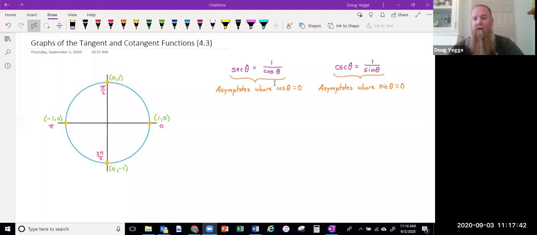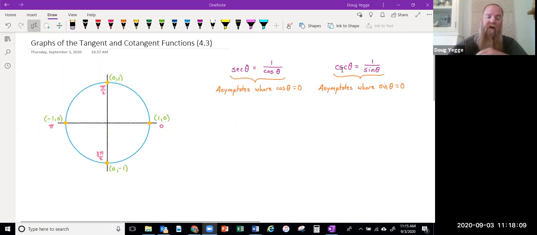We're now going to investigate the curves for tangent theta and cotangent theta and use what we know about secant and cosecant to help us with that. Recall that secant of theta is the reciprocal of cosine theta, and cosecant theta is the reciprocal of sine theta. So if there's ever a time where cosine theta is equal to 0, that's going to cause an asymptote for secant. And any time where sine of theta is equal to 0, that would cause an asymptote for cosecant.